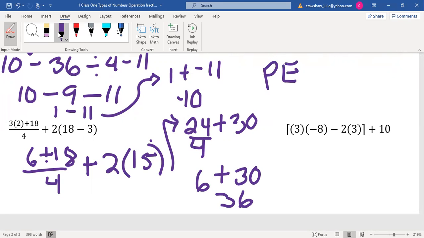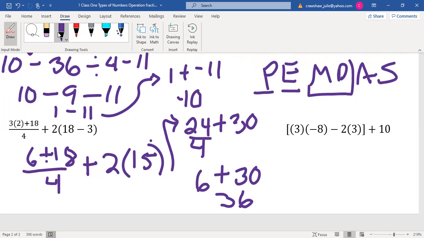Please excuse my dear Aunt Sally. That's an acronym a lot of students utilize. Parentheses, exponents, multiplication or division, left to right, and lastly, addition or subtraction, left to right.